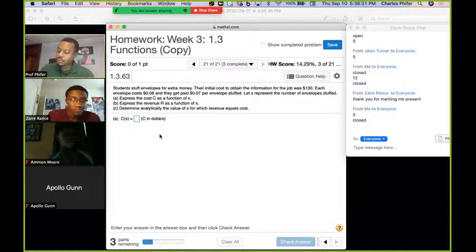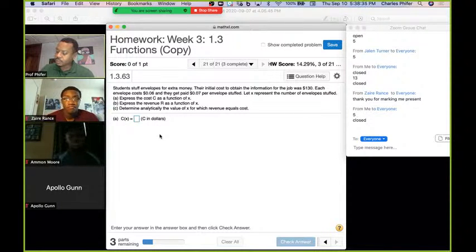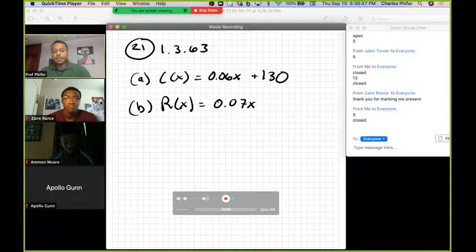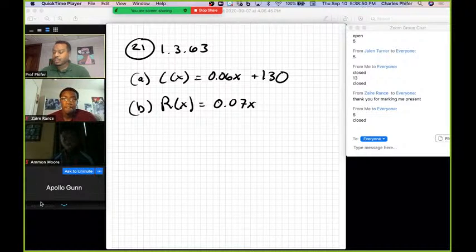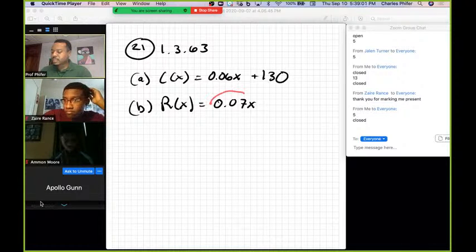The revenue function. It says that they get paid 7 cents for each envelope they stuff, right? So then the final one is when will the revenue equal the cost? So we have our cost function again. To obtain the information, it costs them $130, and it costs them 6 cents for each envelope they stuff. So this is how we capture those two notions. And then they get paid 7 cents for each envelope that they stuff. So they get this, all right?